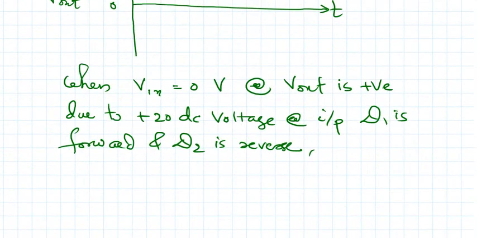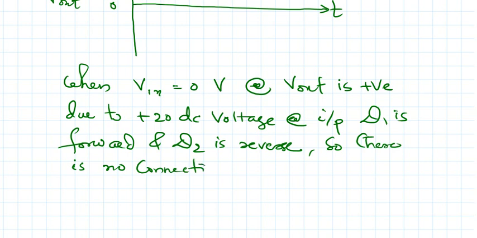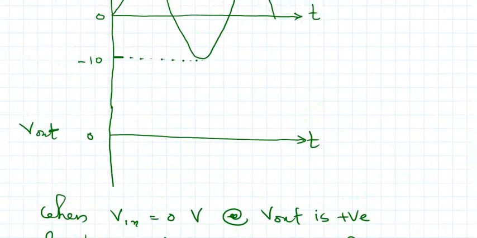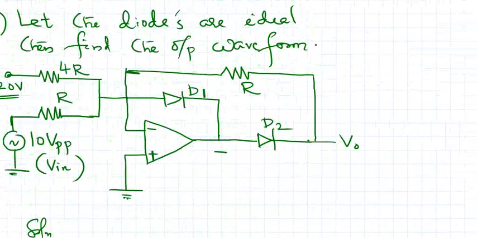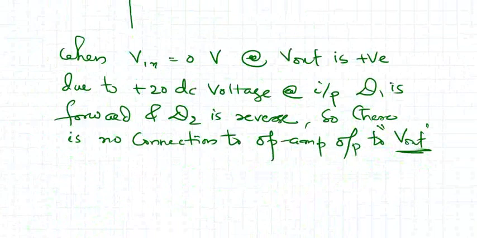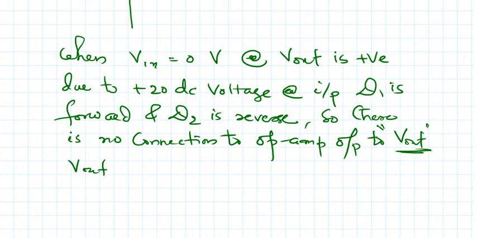So there is no connection to op-amp output V out. op-amp ഔട്ടിൽ നിന്ന് നമ്മൾ ഔട്ട്പുട്ട് വോൾട്ടേജ് എടുക്കുന്ന ആ ടെർമിനലിലേക്ക് ഒരു കണക്ഷനും ഇല്ല. This is open circuit. So the V out will be 0. At that time V out will be 0 voltage. Okay.